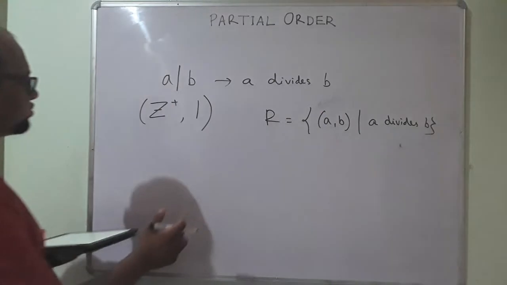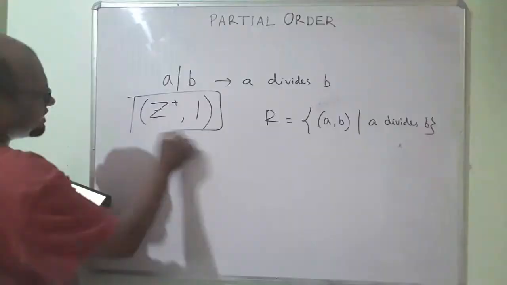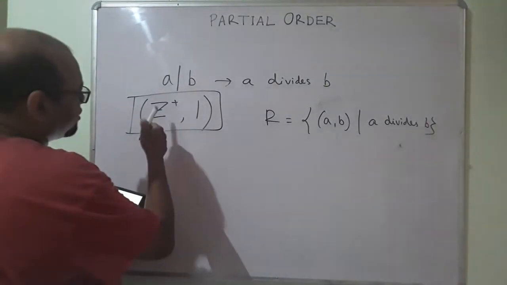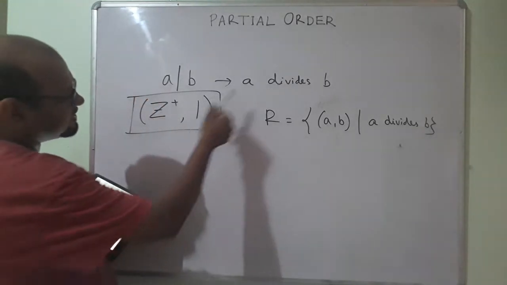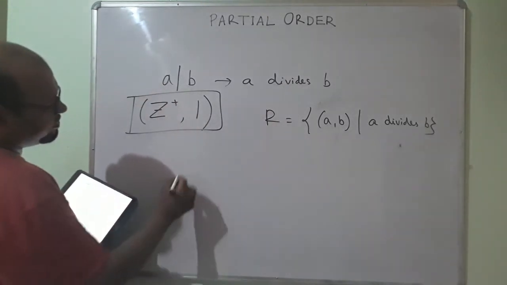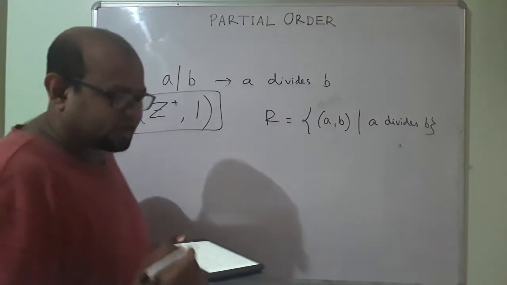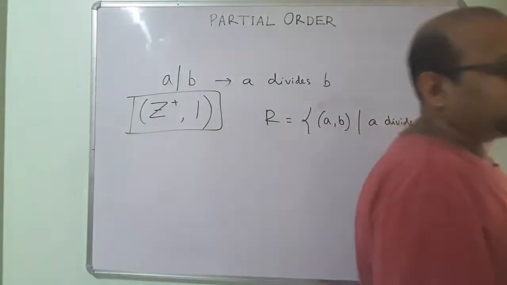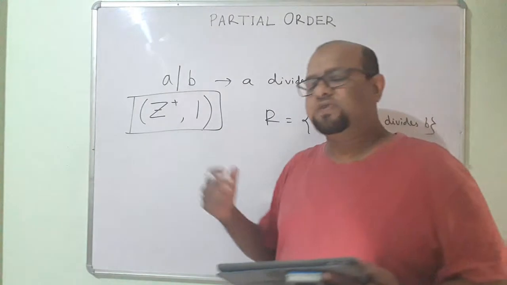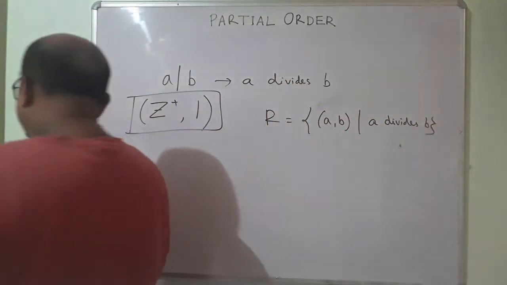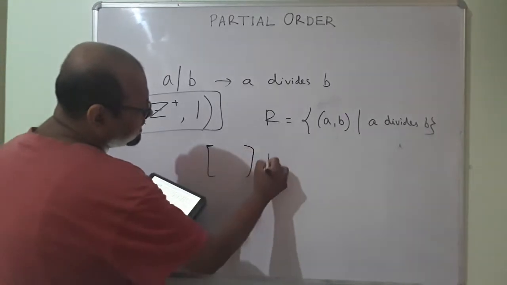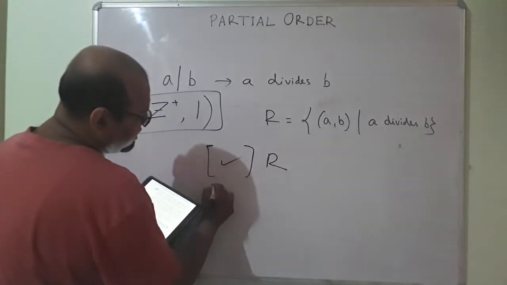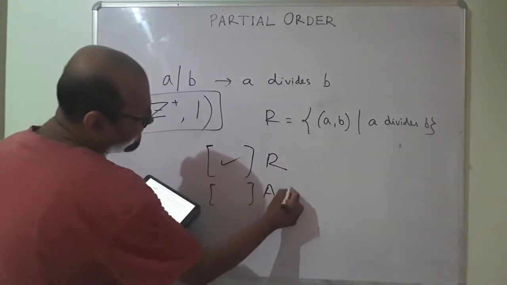So is this a poset? That is what I am asking. On the set of positive integers, I have this divides relation. Is it reflexive? 1 divides 1, 2 divides 2, 3 divides 3. So all the integers divide themselves, right? So it is reflexive. Correct. Is it antisymmetric?